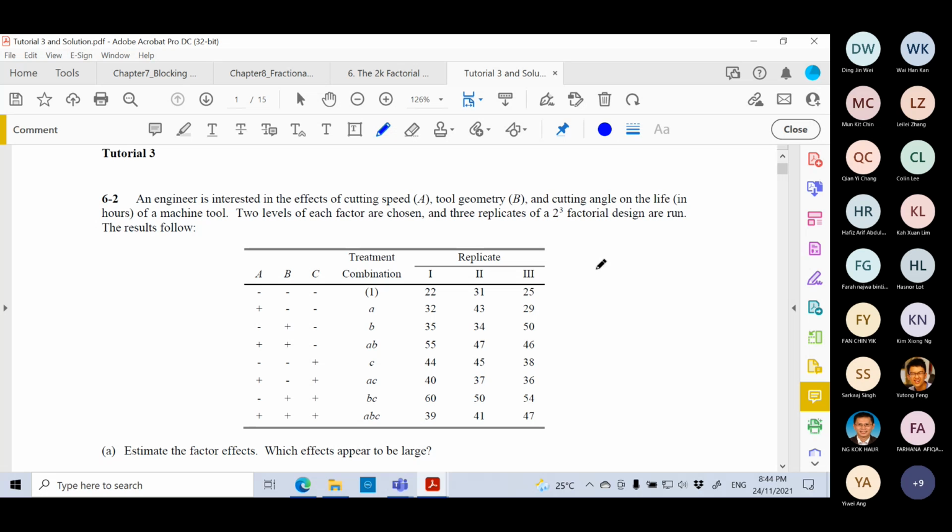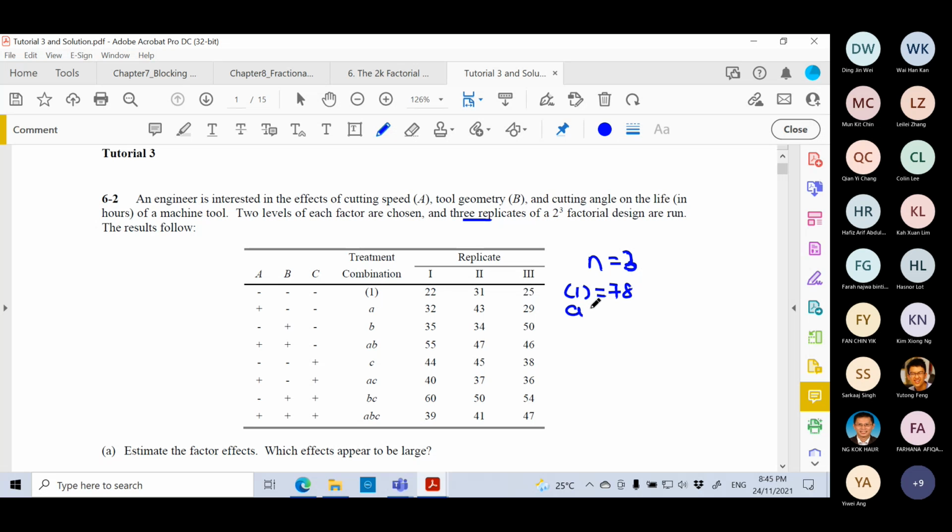Okay, so in this example here, we have n is equal to 3. You repeat it three times for each one. The 1 here is just a total. So you have 22 plus 31 plus 25. So the 1 here is actually the value 78. You total out all these things, same for the total.